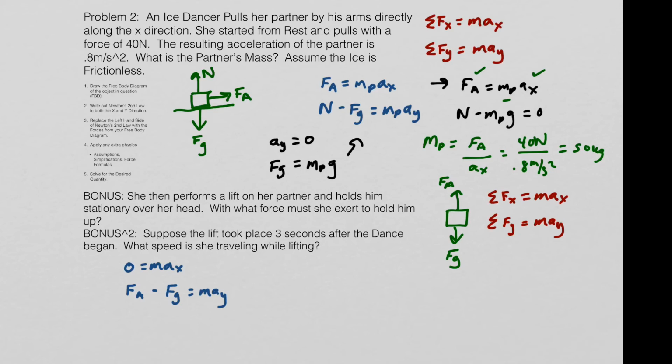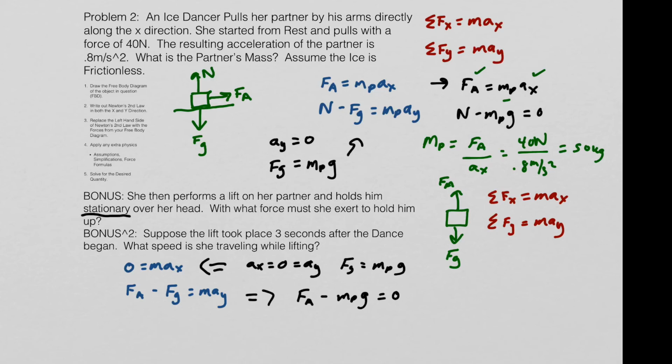Well, if you're holding the person up stationary, what does stationary mean? Stationary means that there is no motion. So that implies that the acceleration in the x is the same as the acceleration in the y, which has to be 0, which, by the way, we've already figured out from this equation here. But let's now plug in that acceleration in the y direction being 0, and of course the fact that the force of gravity of this person is the mass of the partner times g. And so then this equation becomes the applied force needed minus mpg is equal to 0.